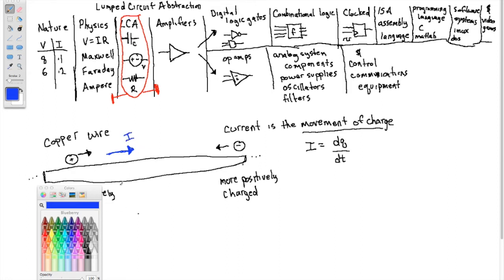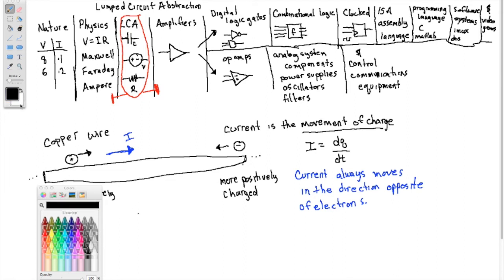That all of this is to say that current always moves in the direction opposite of electrons. Good.